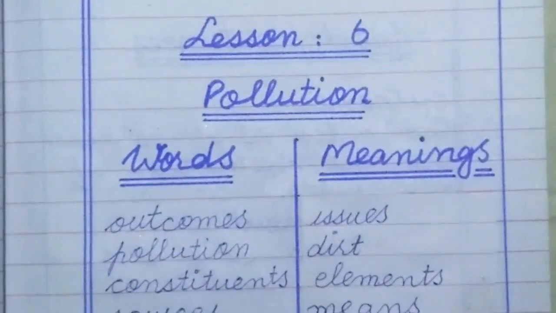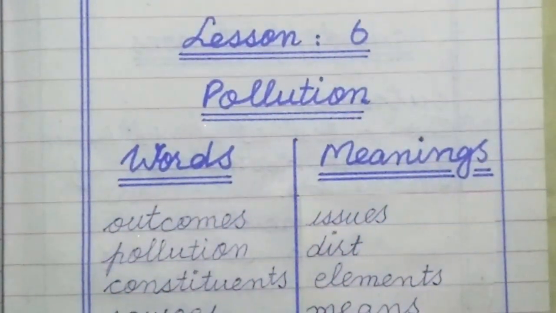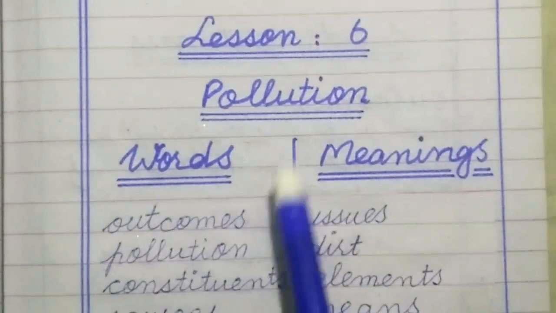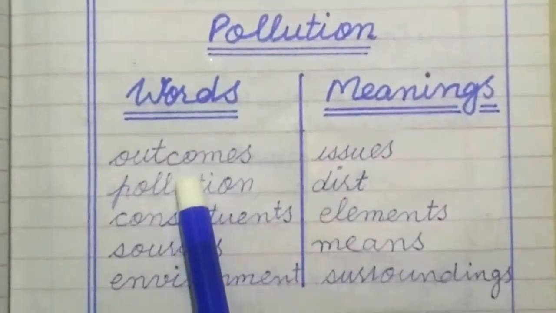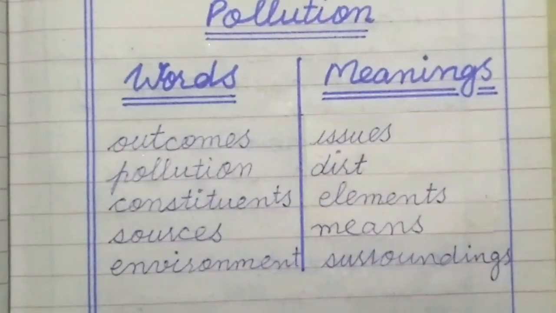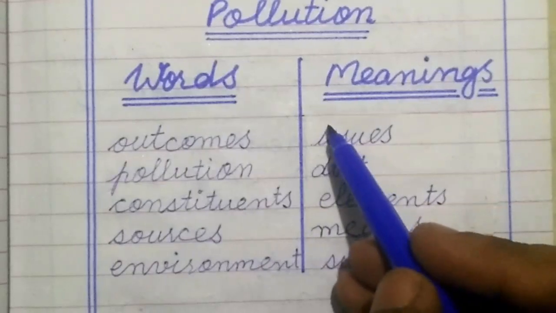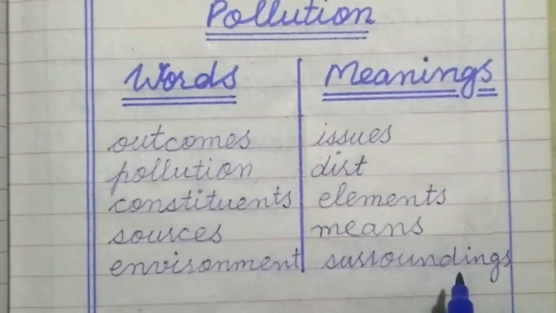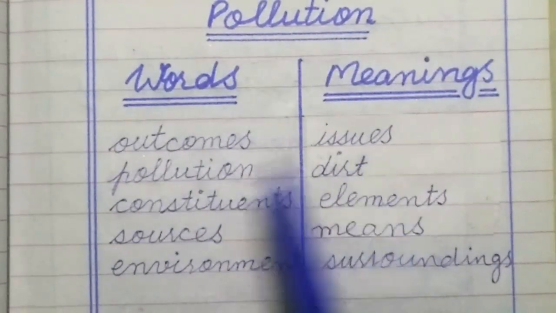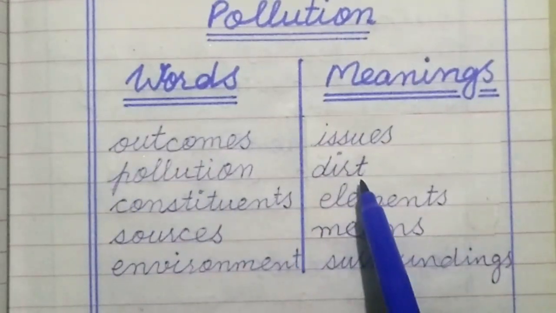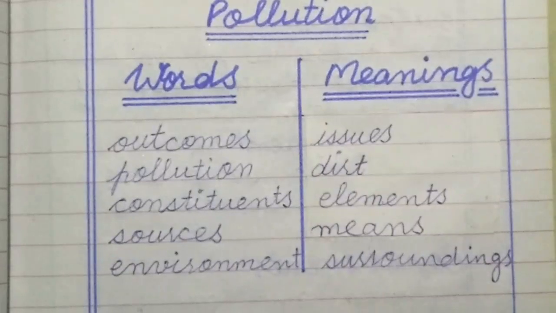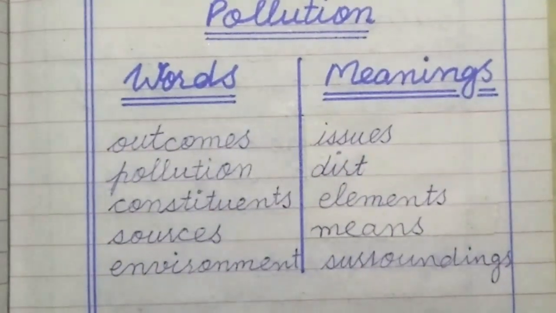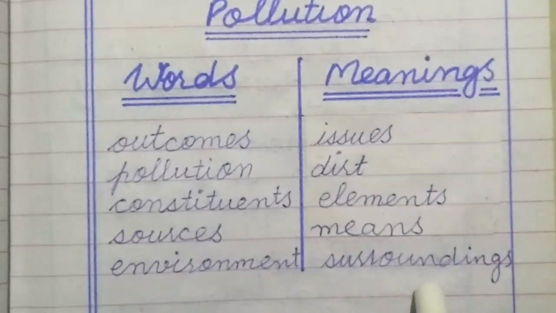Dear students, this is lesson number 6, pollution, word meanings. The first word is outcomes. The meaning of this word is issues. Pollution, dirt. Constituents, elements. Sources, means. Environment, surroundings.